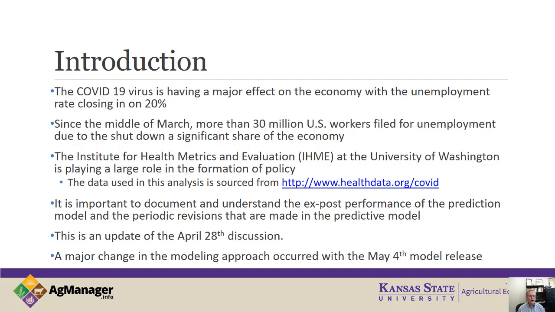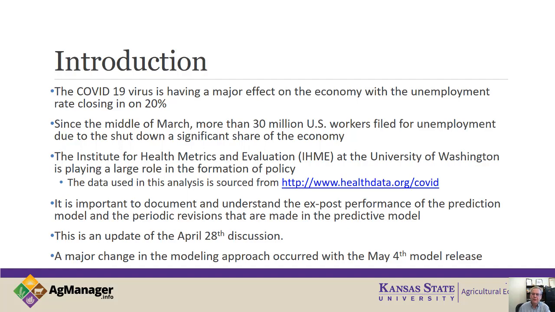Again, as we're all aware, the virus is having a major effect on the economy, with the unemployment rate closing in on 20%. Again, this is the highest unemployment rate we've seen since the Great Depression. Since the middle of March, more than 30 million U.S. workers have filed for unemployment due to the shutdown of a significant share of the economy, and this has had major disruptions in the food sector, along with the service sector generally across the country and across the world.